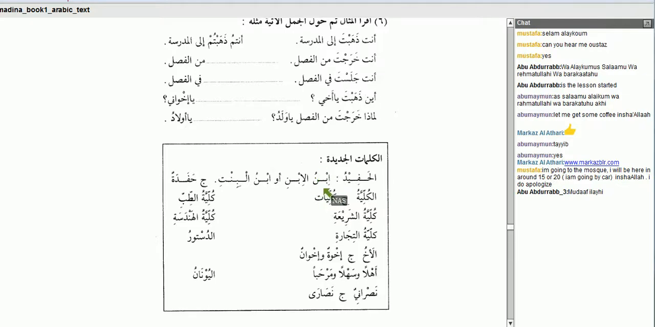Ahsantum, because it is mudaf. So this is mudaf and this is mudafun ilayhi. So therefore, this word belongs to this word. Ibnul Ibni. So what does it actually mean? The son of the son. So in English, what do you call the son of your son? Quite simple. The son of your son is your grandson, and that is the meaning of Al-Hafidu.